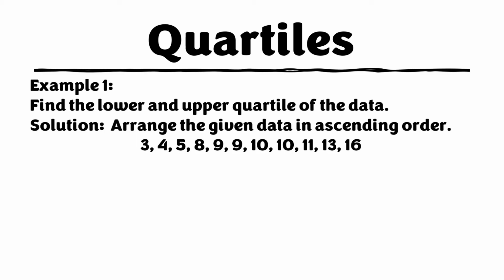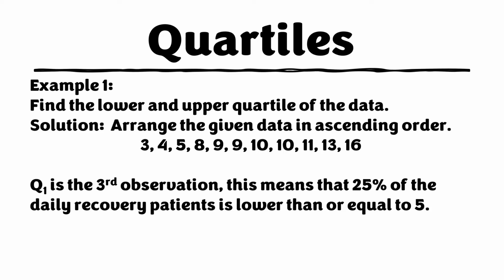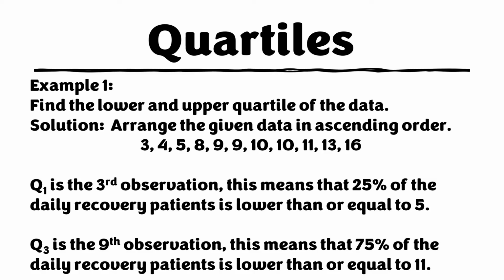If we interpret the result for the lower and upper quartile of the data, we can say now Q sub 1 is the third observation. This means that 25% of the daily recovered patients is lower than or equal to 5. While the upper quartile, Q sub 3, is the 9th observation. This means that 75% of the daily recovered patients is lower than or equal to 11.